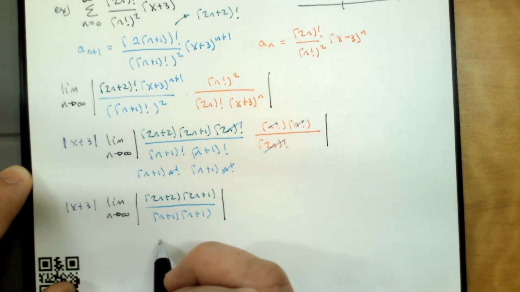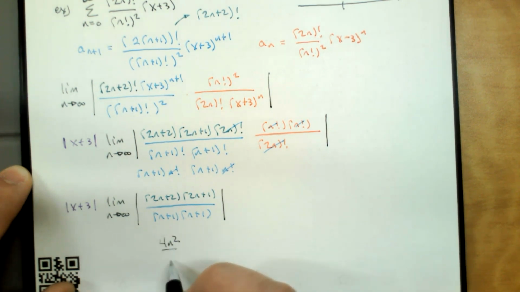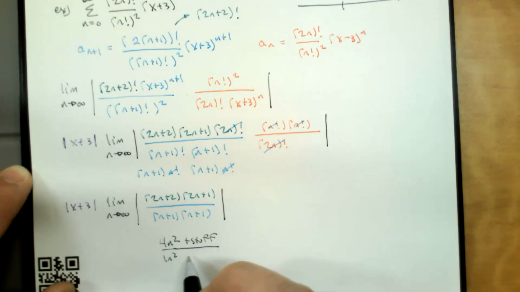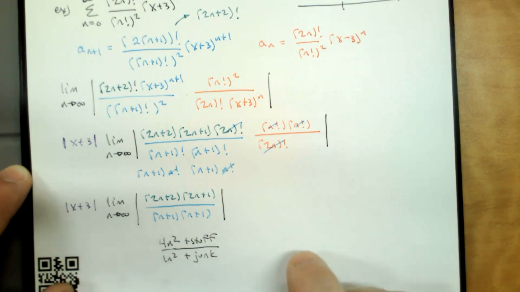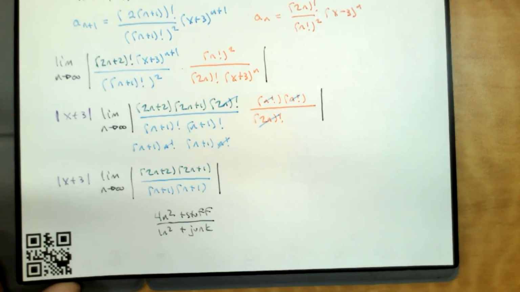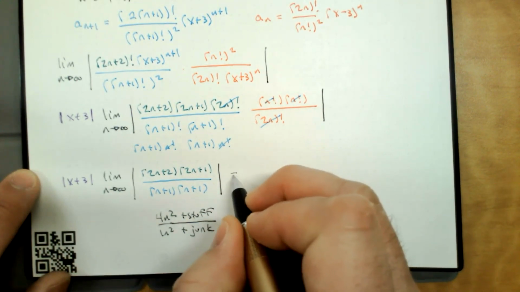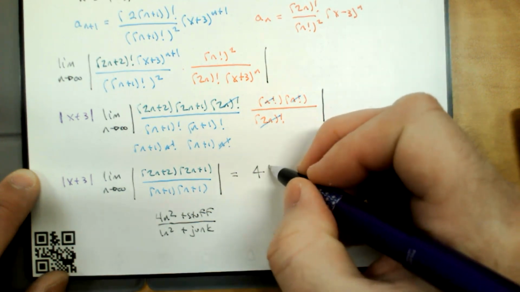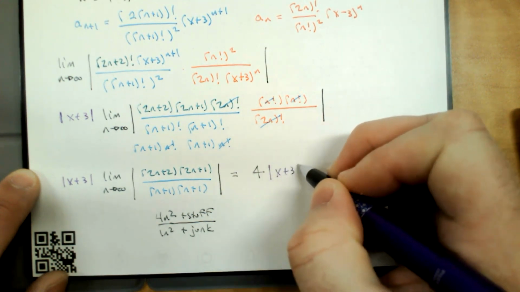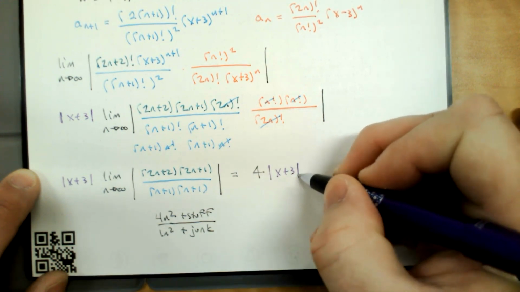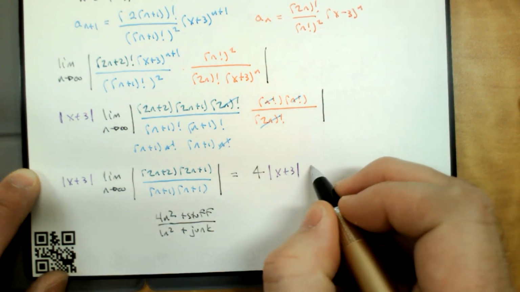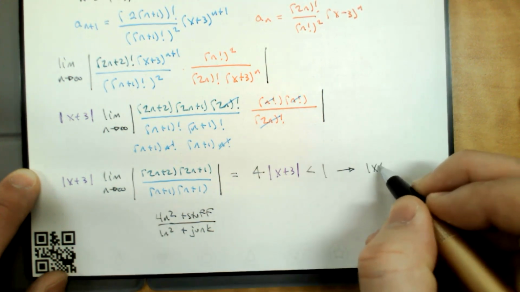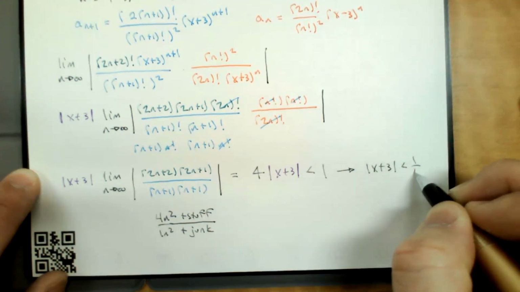So this limit is what happens when n goes to infinity in 4n squared over 1n squared. The only important terms are the 4n squared and the 1. So this limit is equal to 4 times the absolute value of x plus 3. And if this limit from the ratio test is less than 1, that means the absolute value of x plus 3 needs to be less than 1/4.